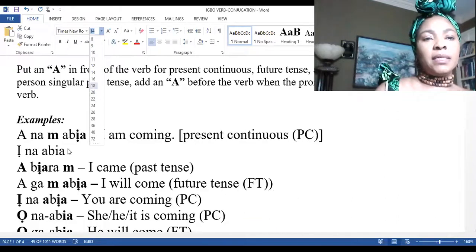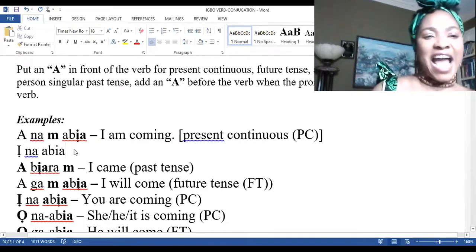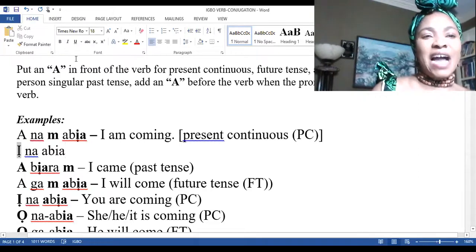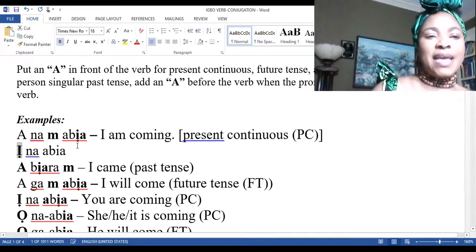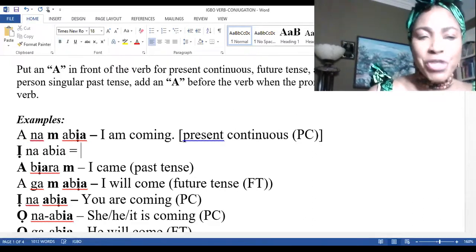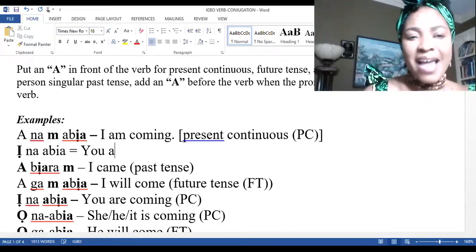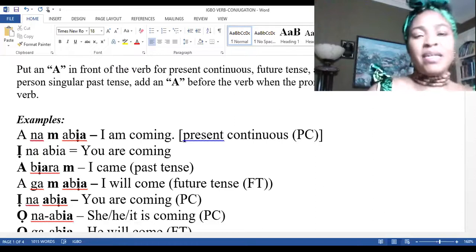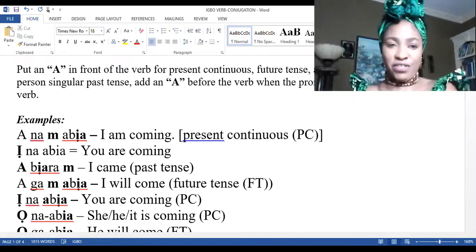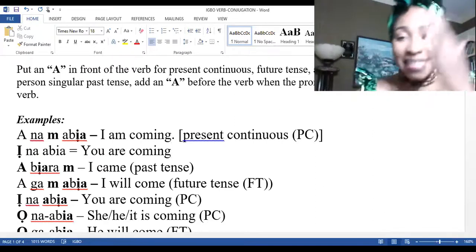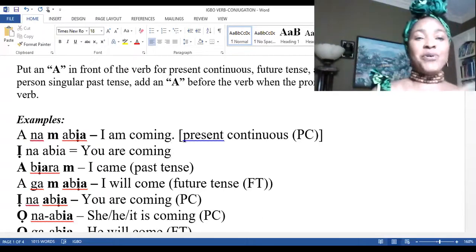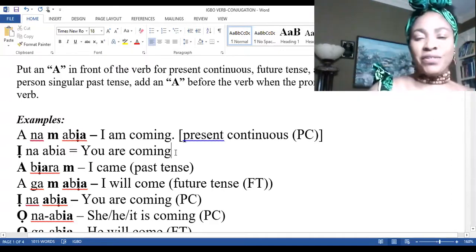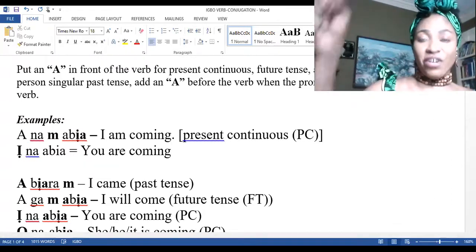Okay, so ị na-abịa, and the pronoun ị, I'm going to highlight it, make it bold a little bit. Ị na-abịa means you are coming. See, I typed it there. You are coming. This is present continuous, and this is direct and singular. Okay, you are coming.